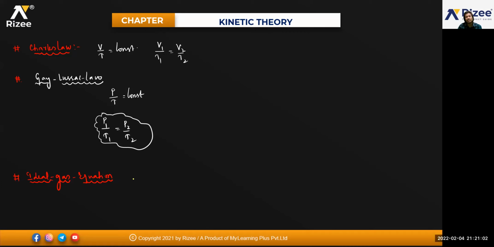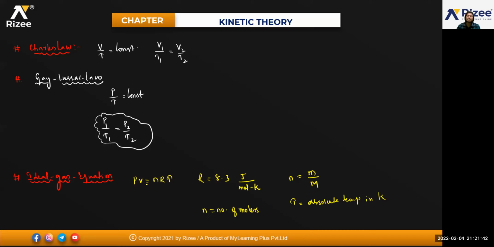So for the ideal gas equation, if I'm writing, beta, PV is equal to n into capital R into T. Capital R is equal to 8.3, beta. The unit of this is joule per mole Kelvin. Okay, so 8.314, I'm taking approximately 8.3. n is nothing but the number of moles. How do you calculate the value of n? n is equal to mass by molecular weight or molecular mass. T is your absolute temperature, in Kelvin. P is your pressure and V is your volume.